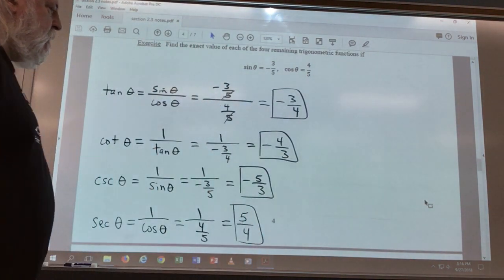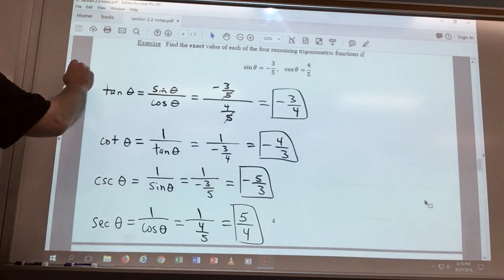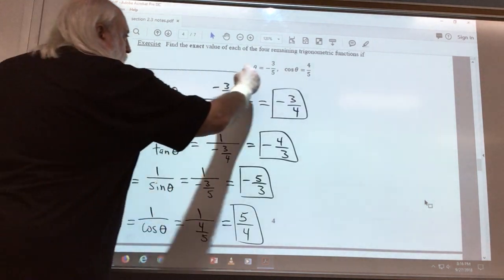In trigonometry, you've got to be able to work with fractions. Okay? You definitely have to be able to work with fractions. And so this is the answer. Right? All of this.